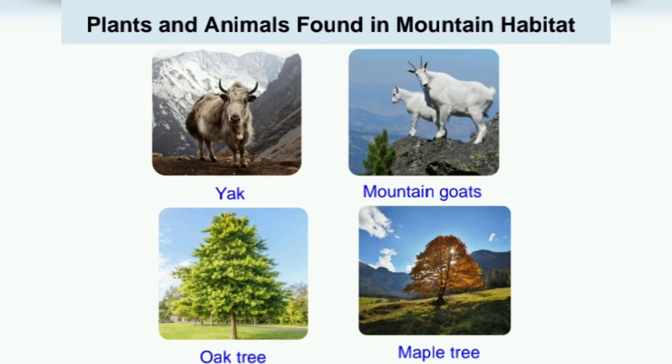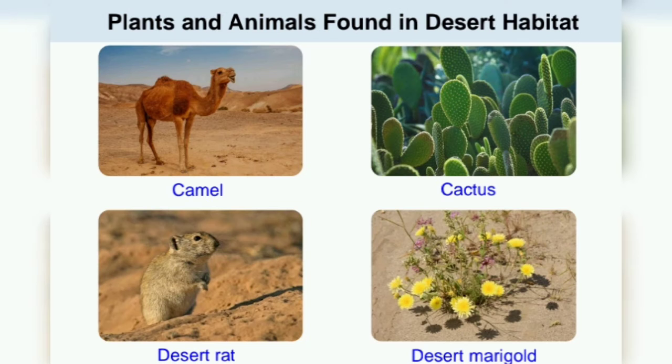In mountains, we can find the animals like yak, mountain goats, and plants such as oak tree, maple tree. Whereas in desert, you can find camel, desert rat. If we talk about plants, we can find cactus and desert marigold.